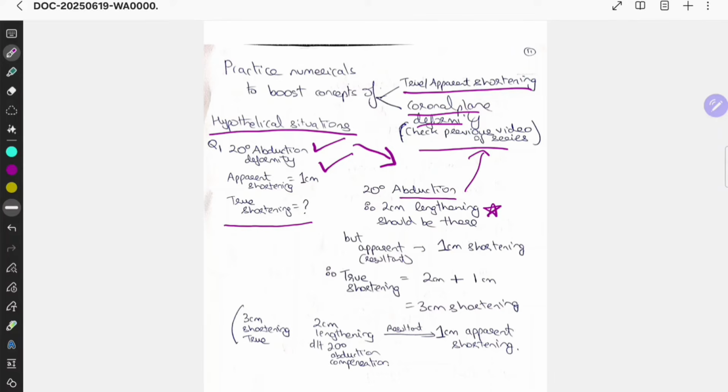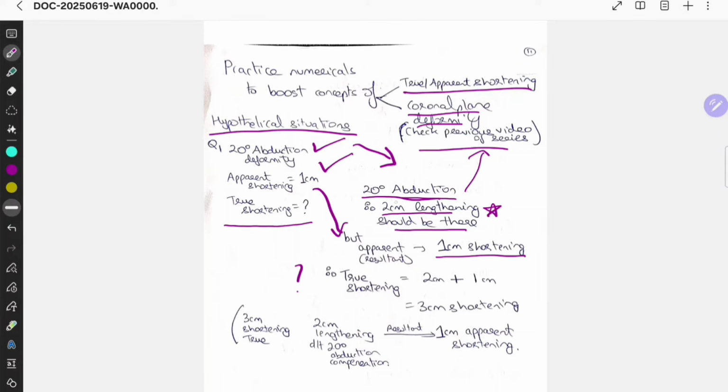So abduction deformity causes lengthening of the lower limb as a compensation, while adduction deformity causes shortening of the lower limb as a compensation. Okay, so 20-degree abduction is there, so 2 centimeter lengthening should be there. But the apparent resultant is showing in the patient as 1 centimeter shortening. So you have to logically analyze what the true shortening should be.